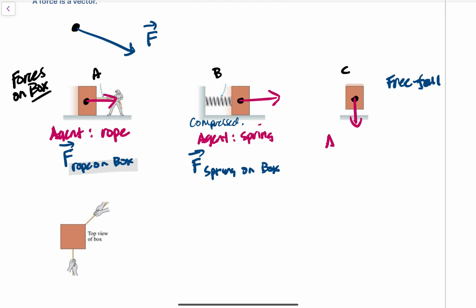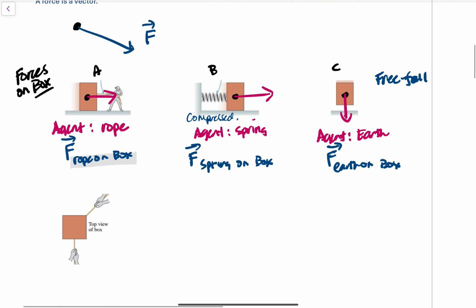So our agent here, when we have the gravitational force, and we'll talk more about this in the coming days, will be the Earth, right? That gravitational force is going to be an interaction between the object and the agent. So in this case, the Earth and the object that the Earth is acting on, which is our box. So we could write this force as F Earth on box, using that same sort of notation.